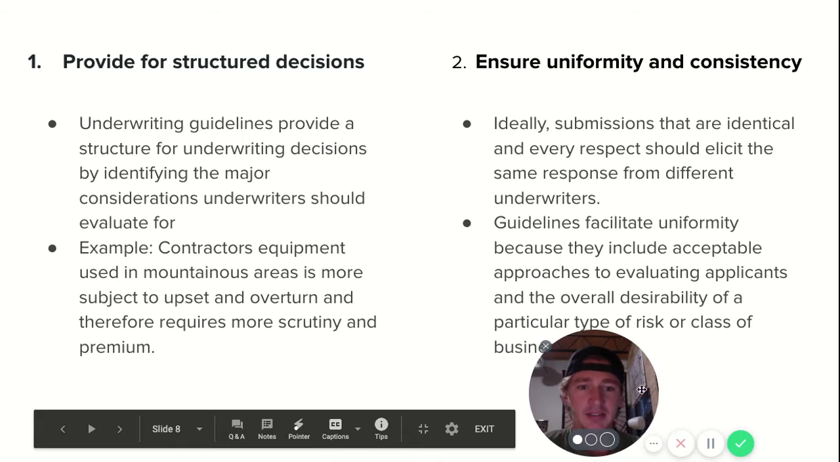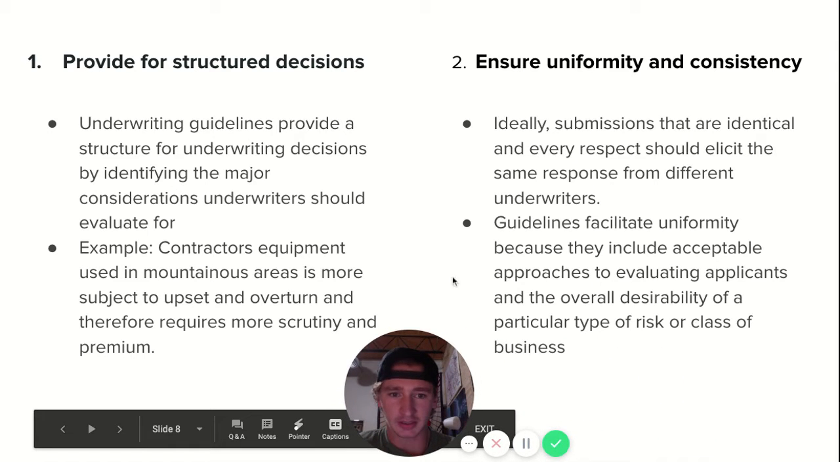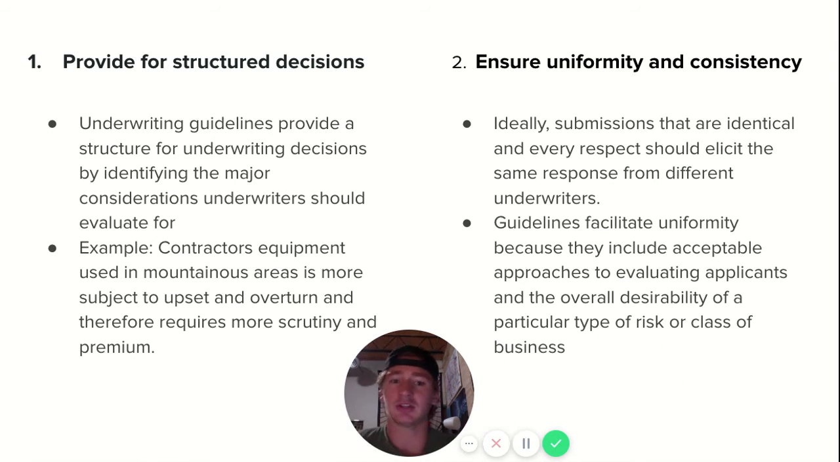Number two, they ensure uniformity and consistency throughout. So ideally, submissions that are identical in every respect should elicit the same response from different underwriters. So guidelines facilitate uniformity because they include acceptable approaches for evaluating applicants and their overall desirability of a particular type of risk or class of business.